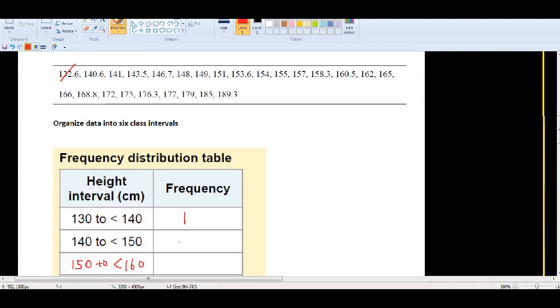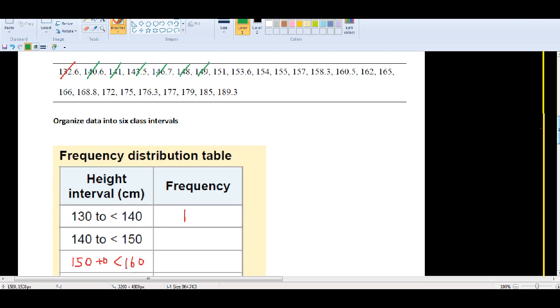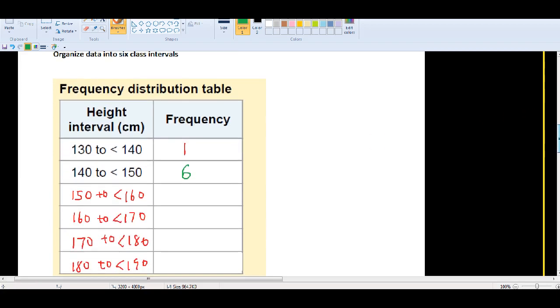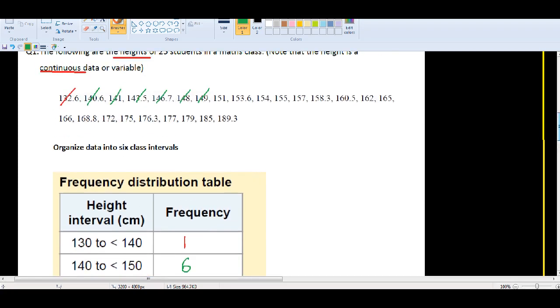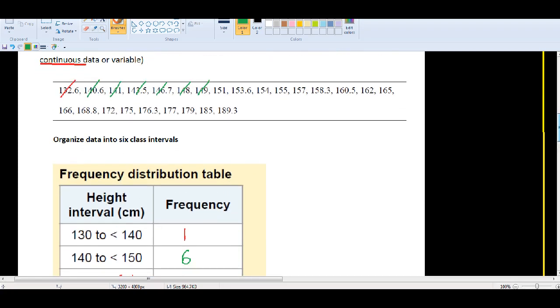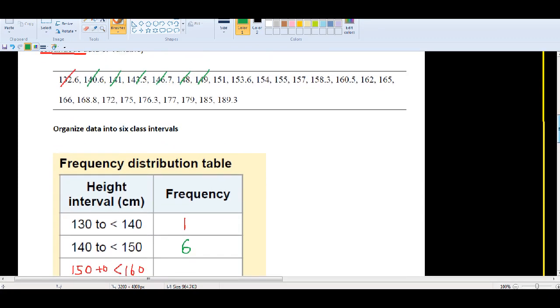Okay, 140 to less than 150. How many of them? 1, 2, 3, 4, 5, 6. 151 is not in that interval. So how many of them? 6. Okay, so let's move on to the next one. Possibly you could finish that for me. It would be easy, right? So you can just do that for me.